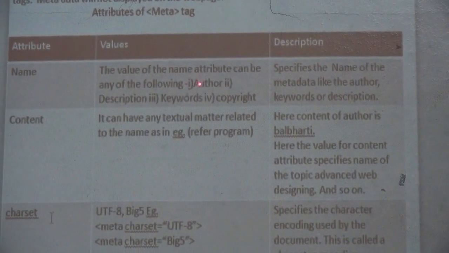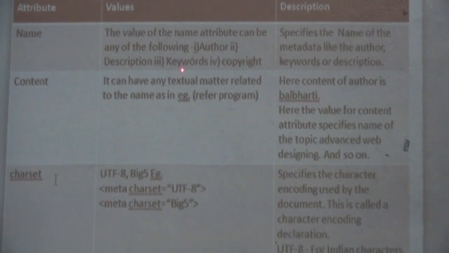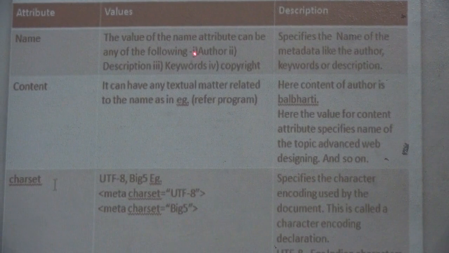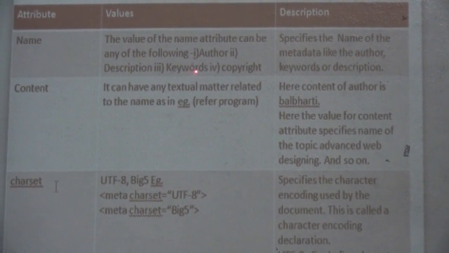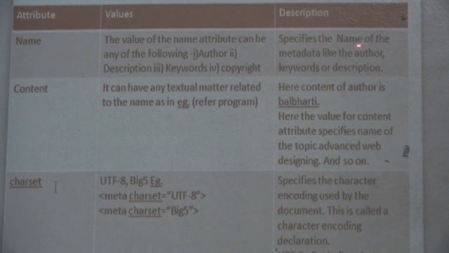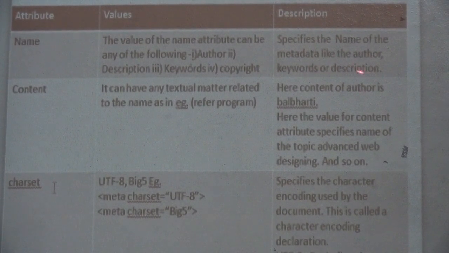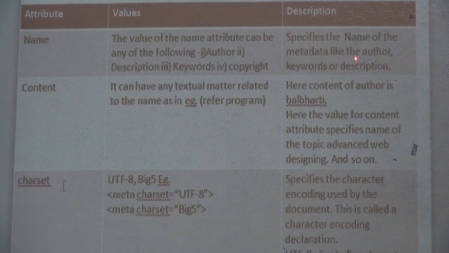So it is an example of a book. A book has an author, a description, keywords and a copyright. The name attribute has the following values: number 1 author, number 2 description, number 3 keywords and number 4 copyright. The name attribute specifies the name of the metadata, like the author, keywords or description. It means a book can have these 4 types of values or keywords.